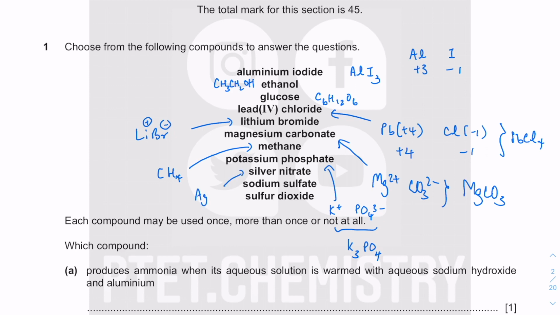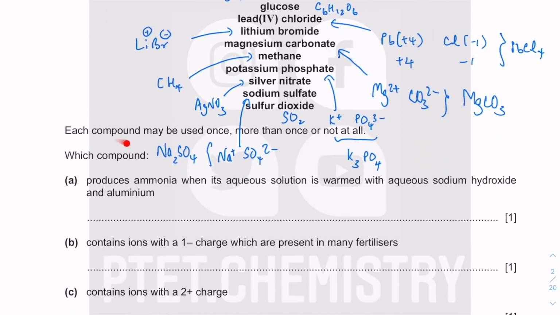Silver nitrate is a very common reagent used in qualitative analysis in your practical paper to test for chloride, bromide, and iodide. Sodium sulfate, you have Na+, SO4 2-. So essentially, if we think about balancing the charge, we'll get Na2SO4. And finally, we have SO2, sulfur dioxide, as part of your O-level case studies into nitrogen and sulfur chemistry. Each of these compounds may be used once, more than once, or not at all.